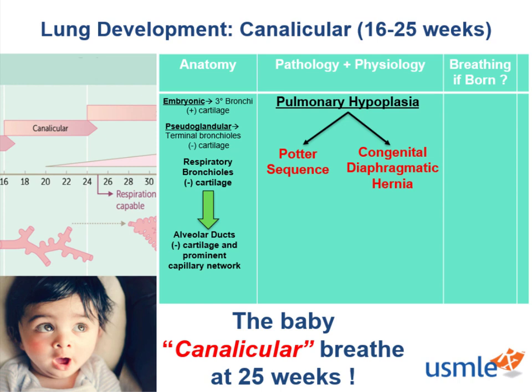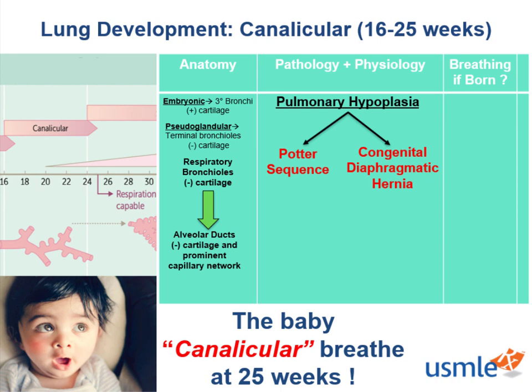Essentially, the diaphragm acts as a lid and seals off the chest cavity from the abdominal cavity. If the diaphragm doesn't form correctly, the abdominal contents can herniate up into the chest cavity, which is called a congenital diaphragmatic hernia. Why does this occur? Due to a defect in the pleuroperitoneal membrane.